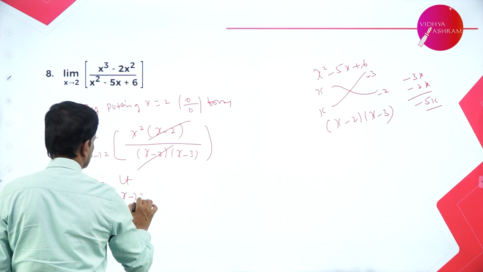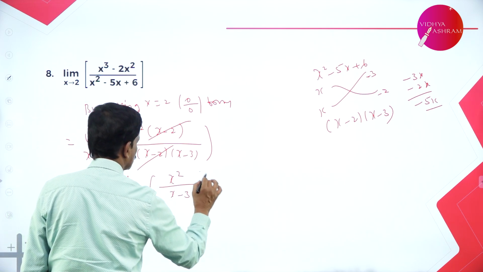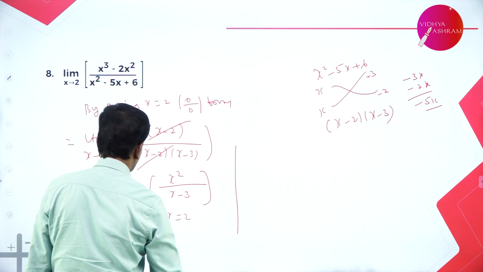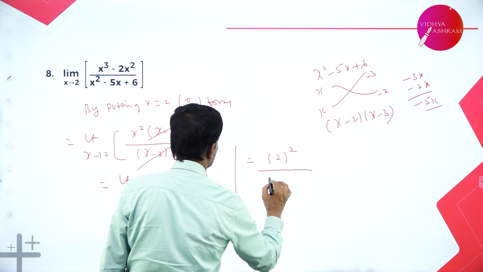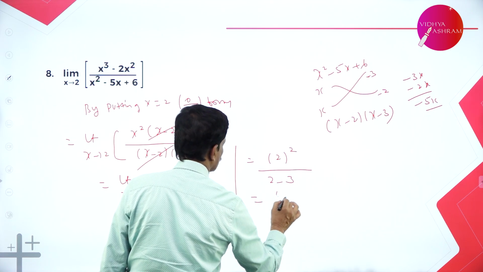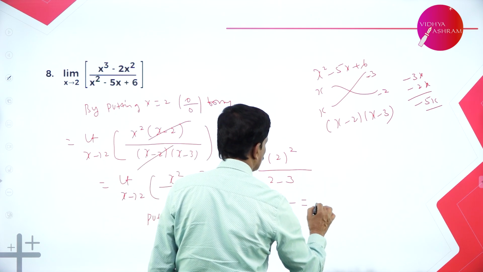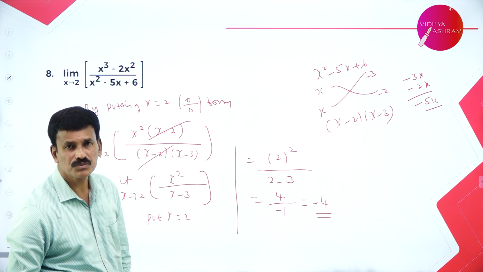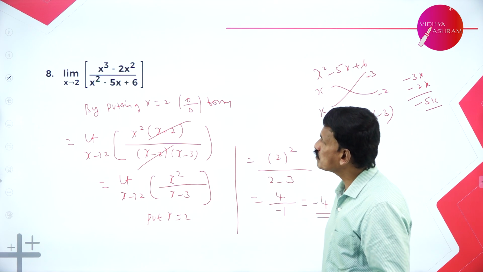What is left over is limit x tends to 2 of x square divided by x minus 3. Now, put x is equal to 2. This is equal to 2 square divided by 2 minus 3. 2 square is 4 divided by 2 minus 3, which is minus 1. 4 divided by minus 1 is minus 4. The value of the limit is minus 4. Okay. Hope you followed. Right. Now, move on to the next problem.